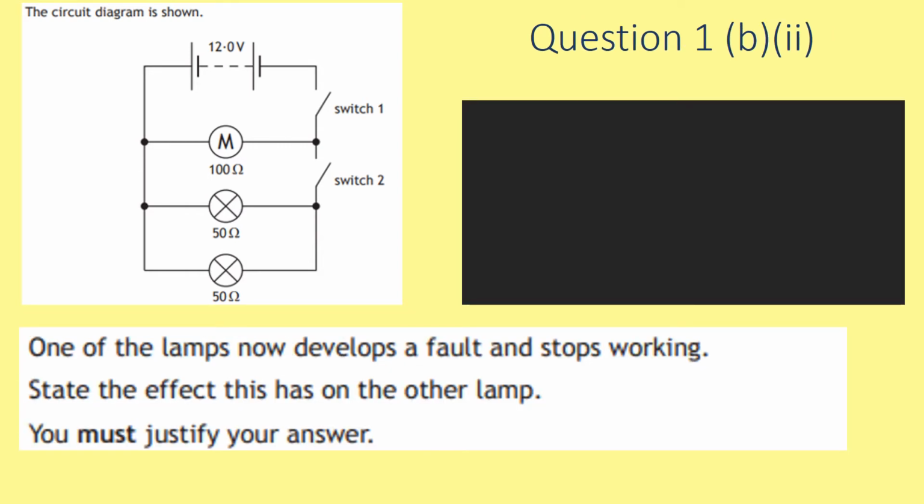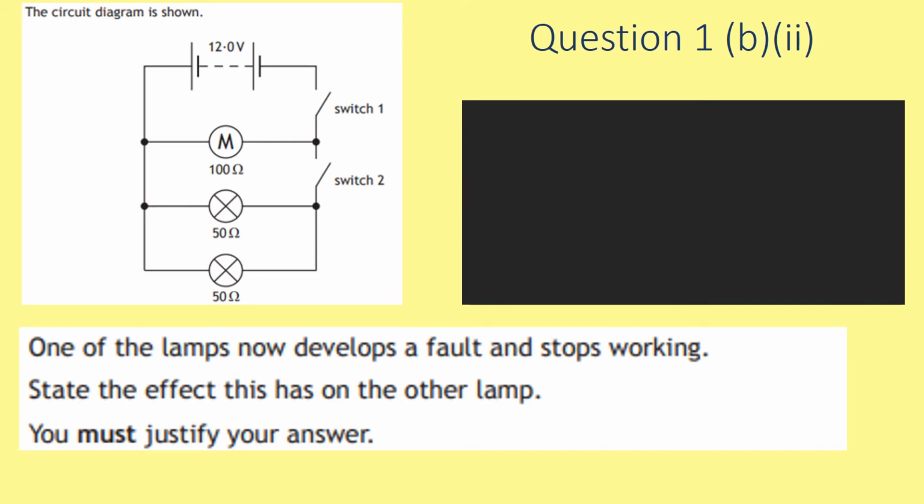1b part 2. One of the lamps now develops a fault and stops working. State the effect this has on the other lamp. You must justify your answer. So "you must justify" is a command word at National 5 and basically says if you do not try to justify your answer, you can't get it correct. If you get the answer correct, your justification is not enough but is not wrong, then you get 1 mark out of 2. If you justify and you use wrong physics, you get no marks. If, of course, you justify with correct physics, you get both.